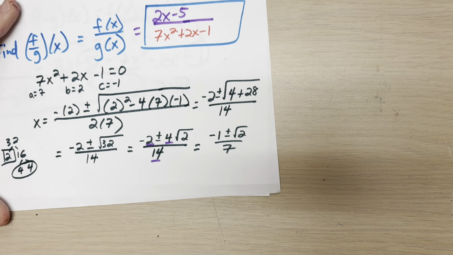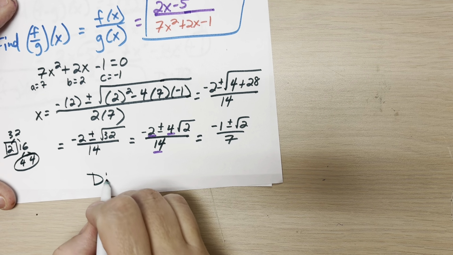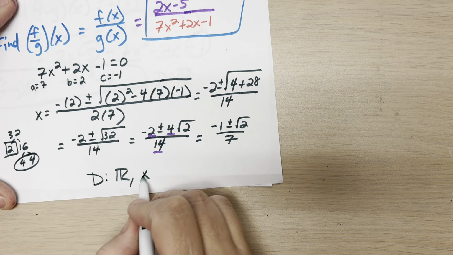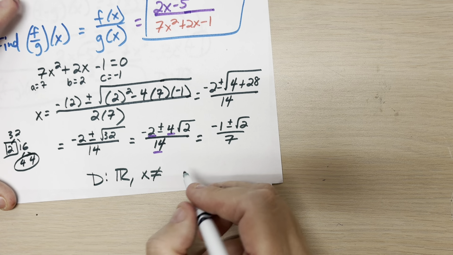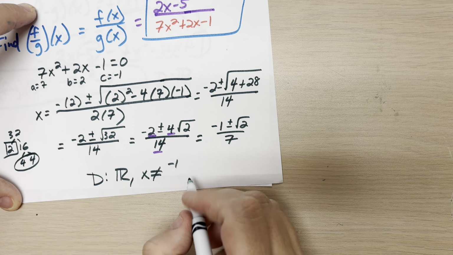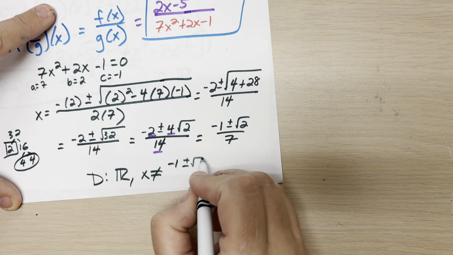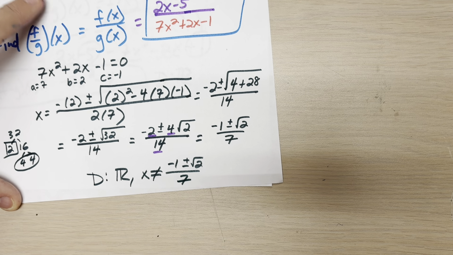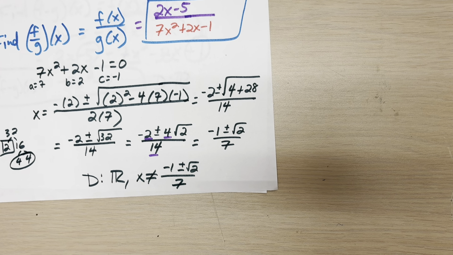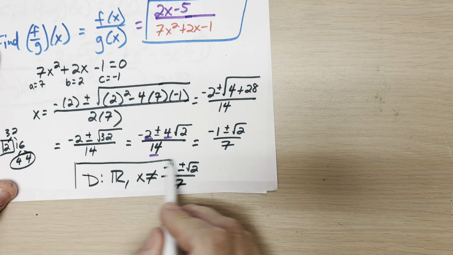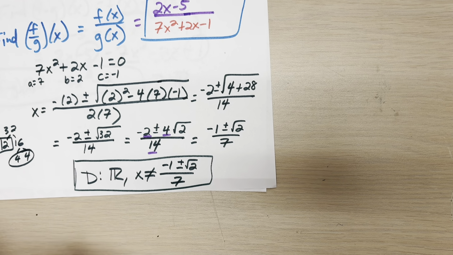So when I get to the part where I say my domain, I can say all reals, x is not equal to -1 plus or minus the square root of 2 over 7. You could do the decimal approximation of that if you want to. I don't have a calculator nearby, so I'm going to leave that alone. That was disgusting. I hope you don't encounter one like that. But hey, it's math. You never know.